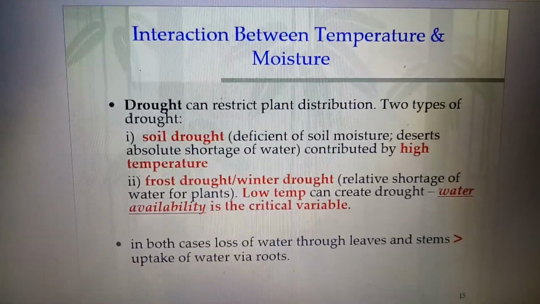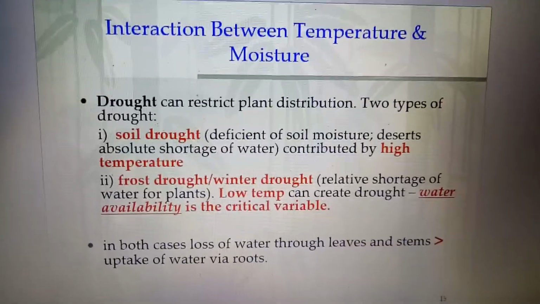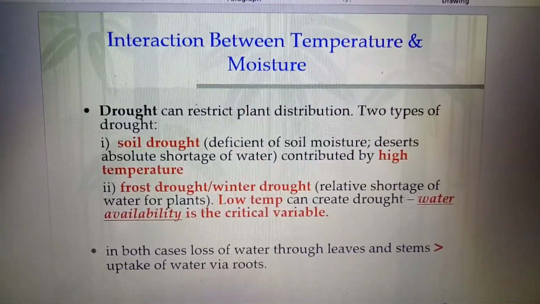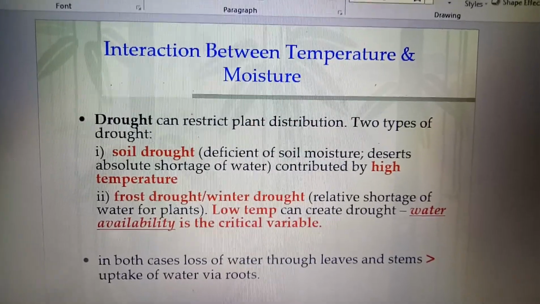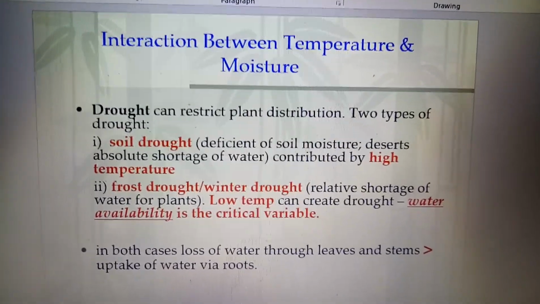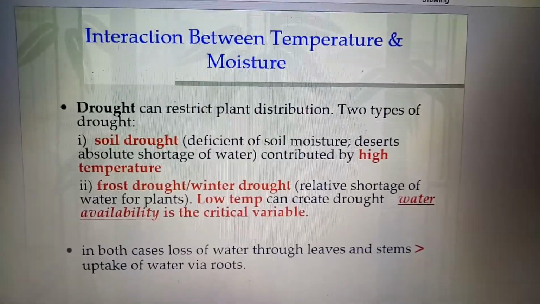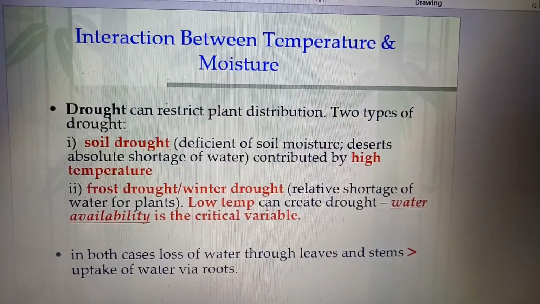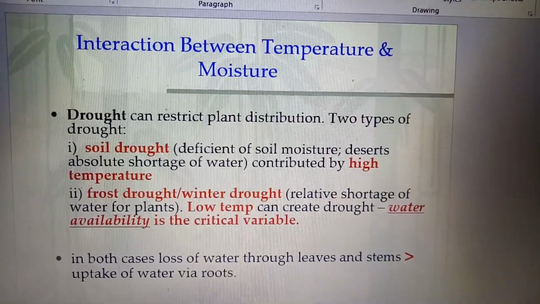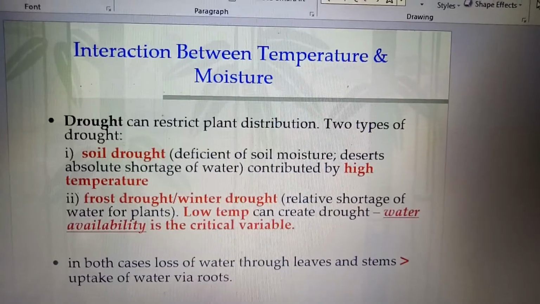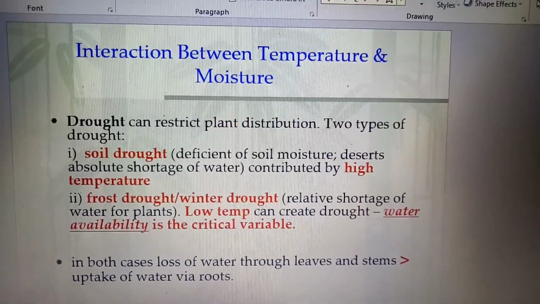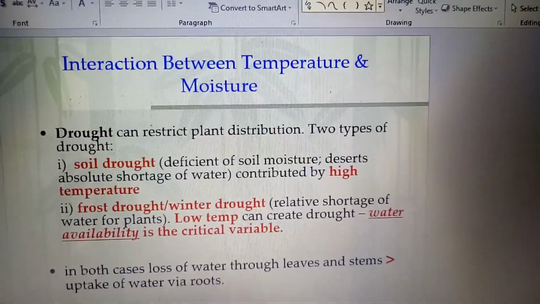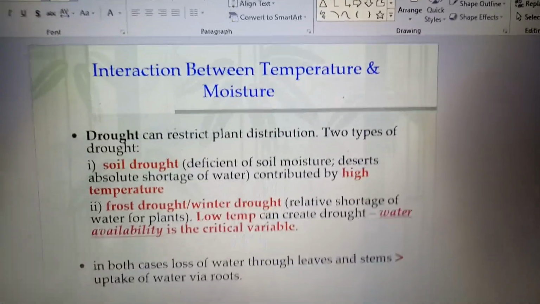Drought can restrict plant distribution. There are two types of drought. Number 1, soil drought. Soil is deficient in moisture, as in deserts, an absolute shortage of water, exacerbated by high temperature. Meanwhile, frost drought or winter drought is a relative shortage of water for the plant, where low temperature can create drought. Water availability is the critical variable. So in both cases, there is loss of water through leaf and stem, and they take up water via roots.